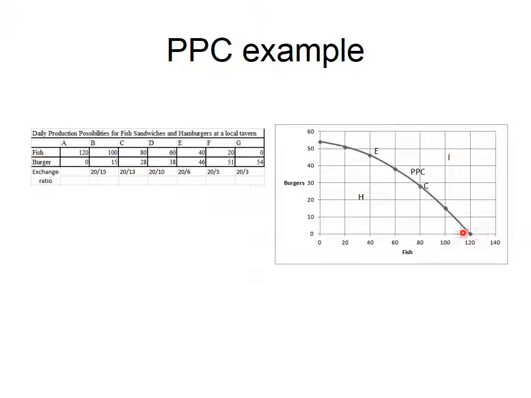Now, what we're going to get into is a sacrifice ratio. We may as well just take a look at it right now. Let's take a look at this. I start off producing the maximum amount of fish, 120 fish sandwiches a day, and no burgers.